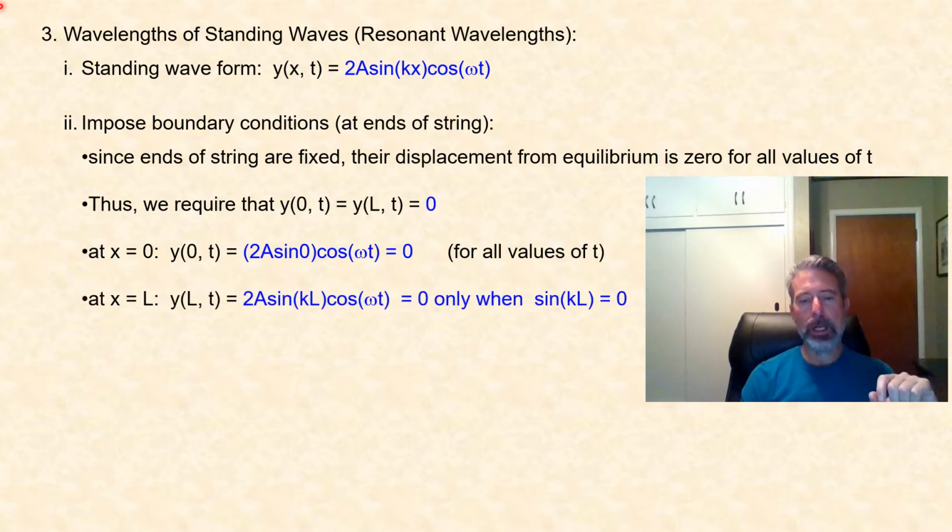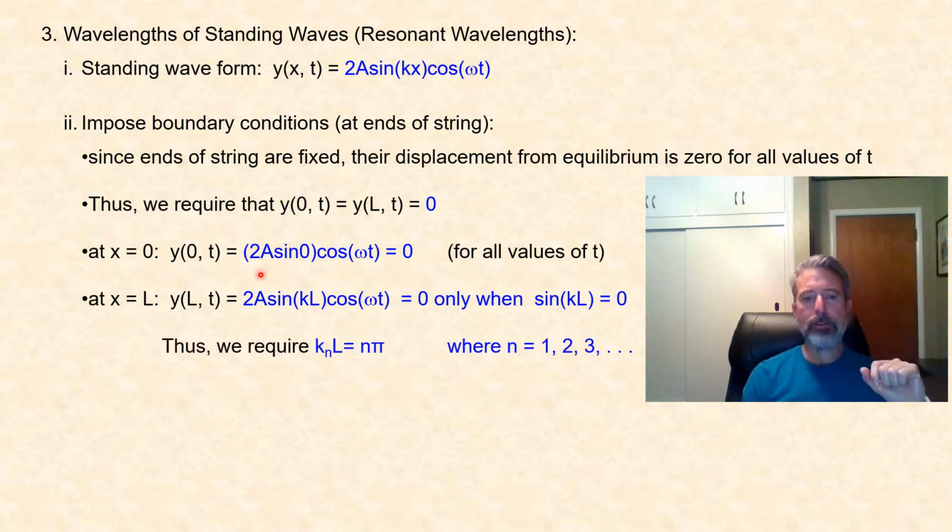But let's take a look at what happens at the other end of the string. So when x has a value of L, this is the other end of the string which is fixed, and we plug the value x equals L into our standing wave function, we get 2a sine kL cos omega t is equal to 0. Now this is true only when this factor here, sine kL, has a value of 0.